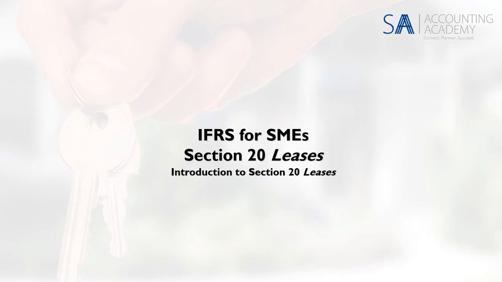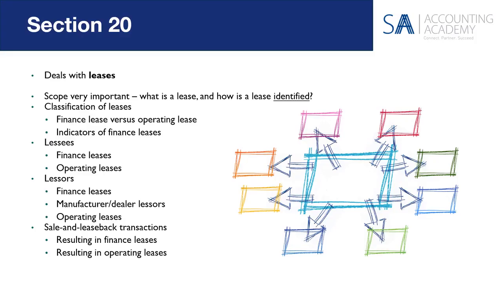All right, so starting off with an introduction to Section 20 on leases, we can see that Section 20 deals with leases. The scope is quite important. We need to know what a lease is and also how a lease is identified. So what is important there is that something doesn't have to have the header that says lease agreement before it will be a lease. So we need to look at what those identifying factors are that would make something a lease within the scope of Section 20. And I think that's quite important for us to focus on.